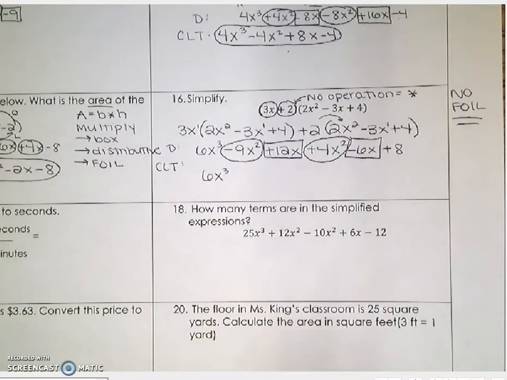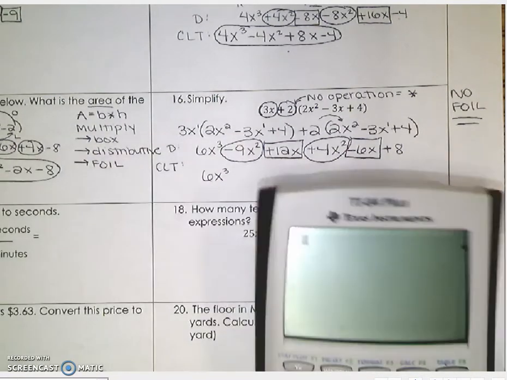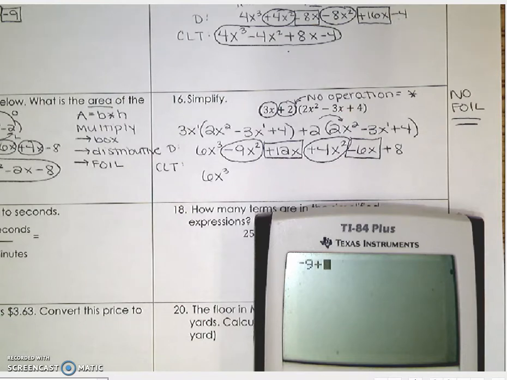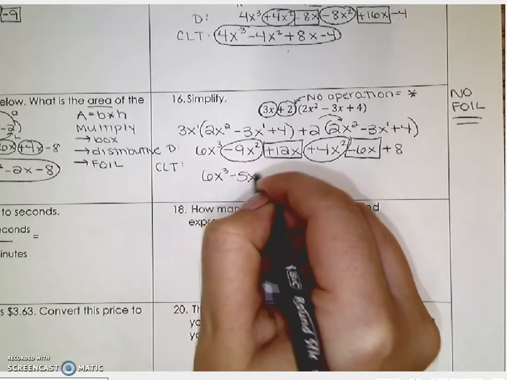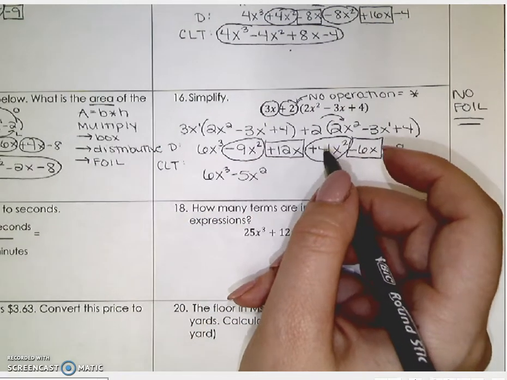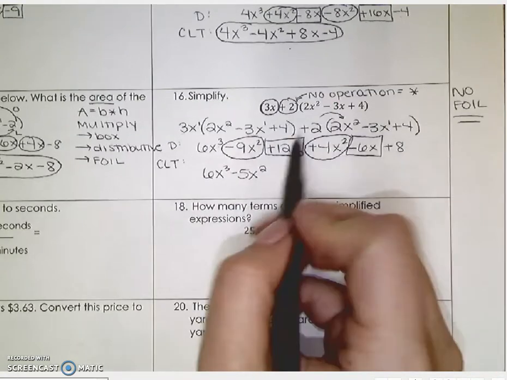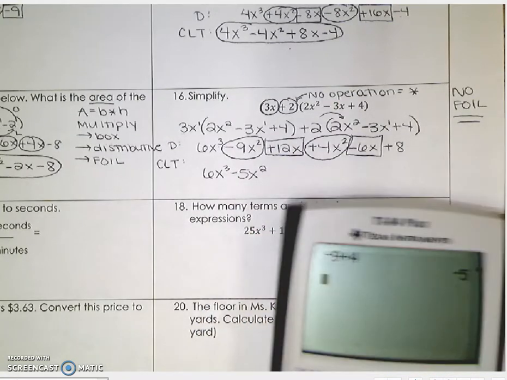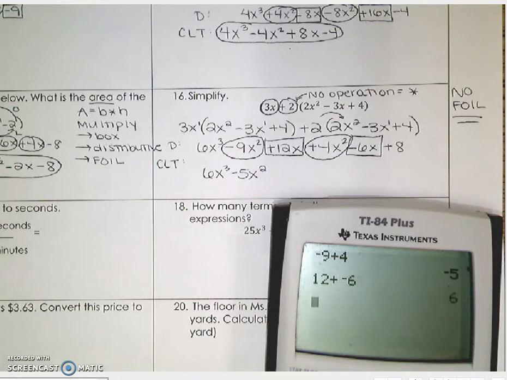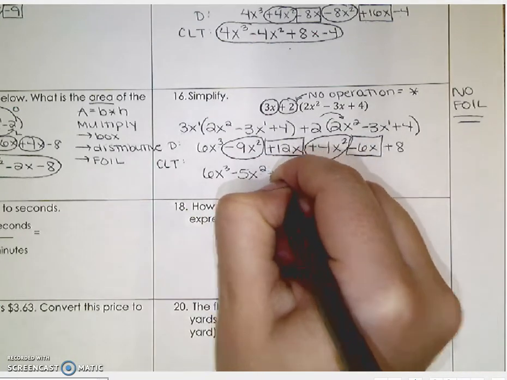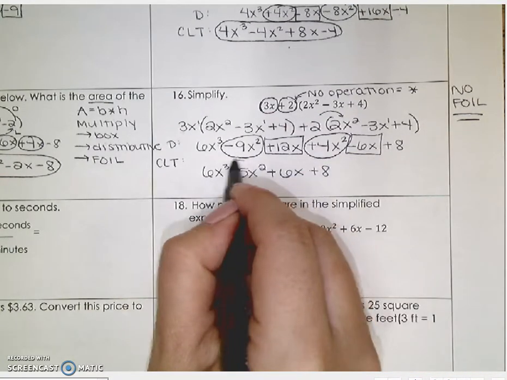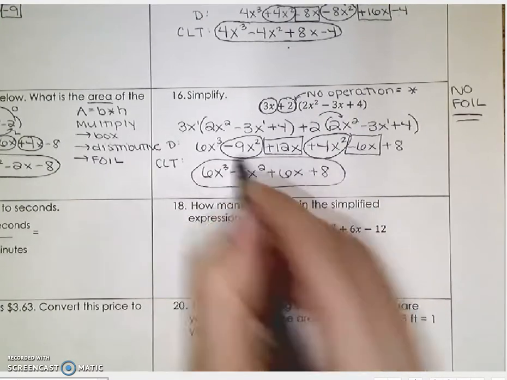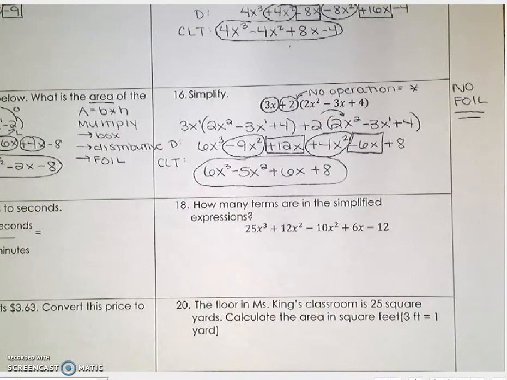Negative 9 plus 4, I'll do in my calculator. Negative 9 plus 4 is negative 5x squared. When you are combining like terms, you leave the exponents the same. 12x plus negative 6x, I'm going to do 12 plus negative 6 to get 6. So plus 6x, and this 8 doesn't have a like term, so I'm going to leave it the same. So my final answer would be 6x cubed minus 5x squared plus 6x plus 8.